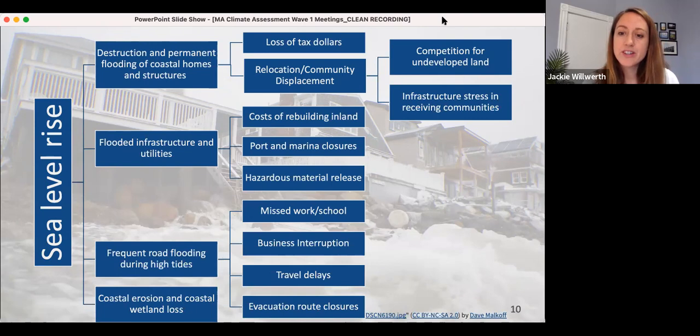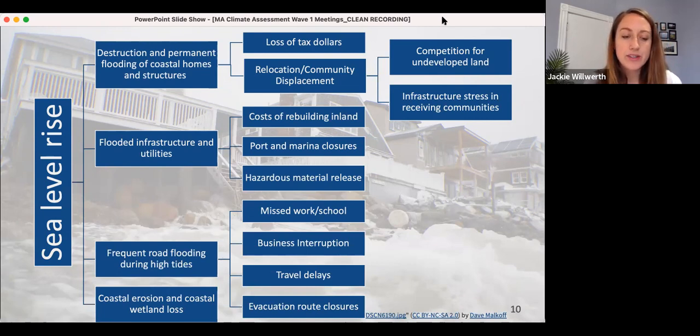There's flooded infrastructure and utilities. We have a lot of infrastructure built up along our coast, including things like wastewater treatment plants. So all of those may have to be rebuilt inland. There could be closures to certain industries on the coast, ports and marinas, for example. And again, the threat of hazardous material release.